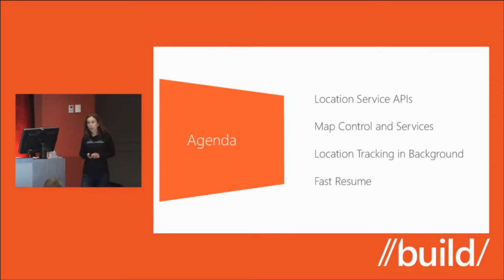I have 4 topics that I will cover. First, Location Service API. Do you like writing code twice for tracking the user's locations, once for desktop and once for phone? Anyone? I didn't think so, and you don't have to, because the same set of Windows Runtime APIs for location is available on both platforms.